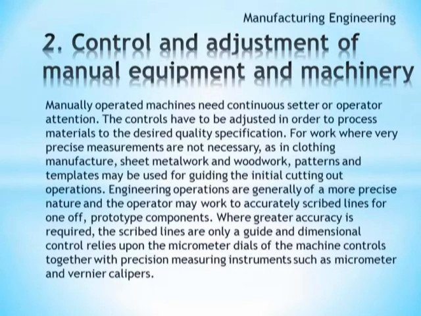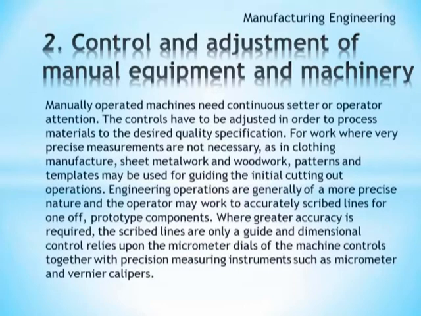Manually operated machines need continuous setter or operator attention. The controls have to be adjusted in order to process materials to the desired quality specification. For work where very precise measurements are not necessary, as in clothing manufacture, sheet metal work and woodwork, patterns and templates may be used for guiding the initial cutting out operations.